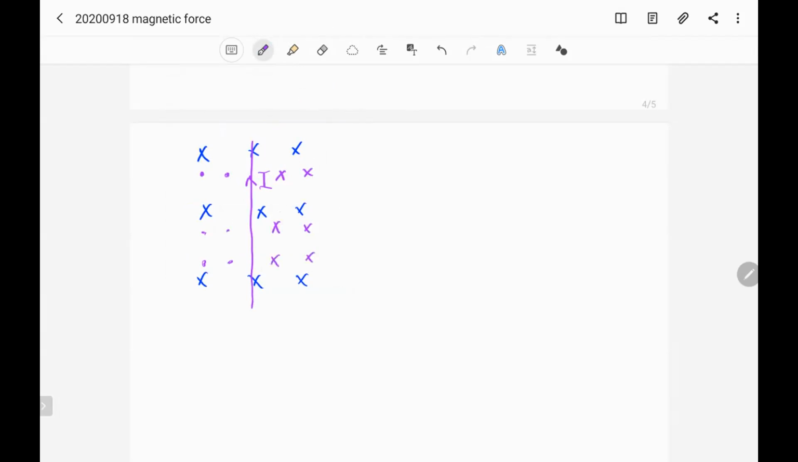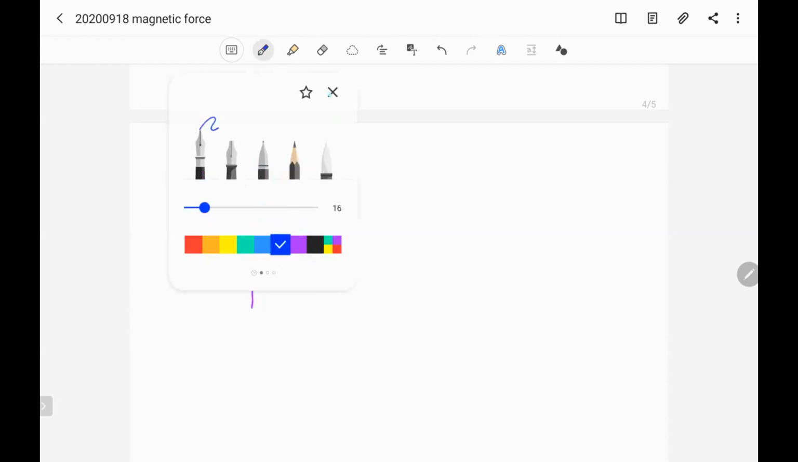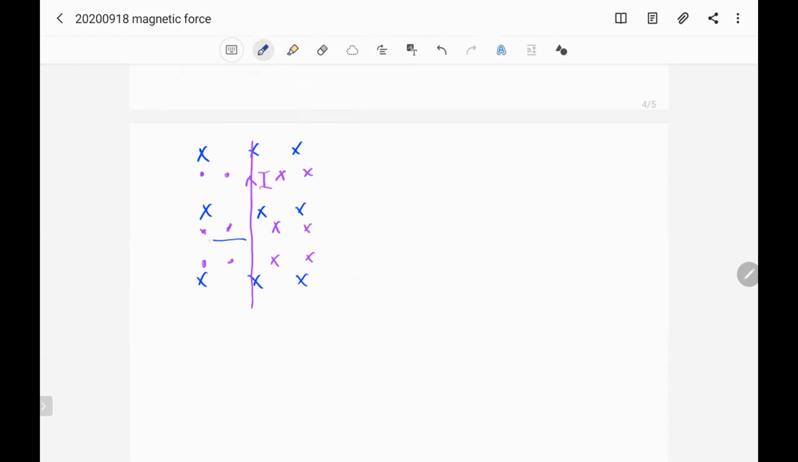So the same thing, if the directions are antiparallel, they attract each other, and if they have the same direction, they repel. So the current is going to move to the left. So there will be a magnetic force on the left. Okay, then how does the force look?